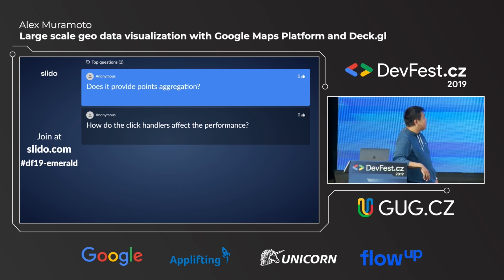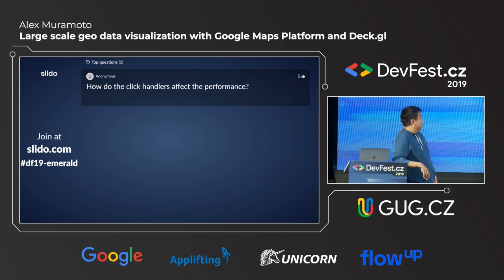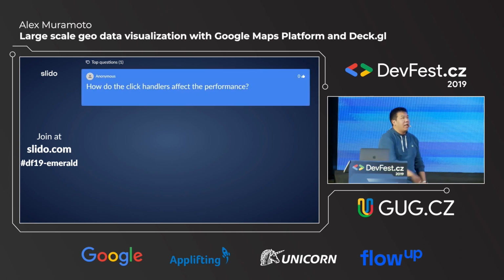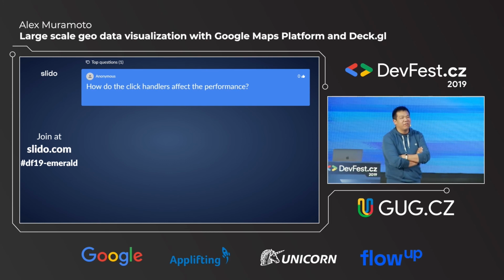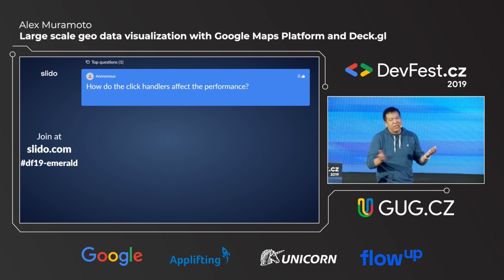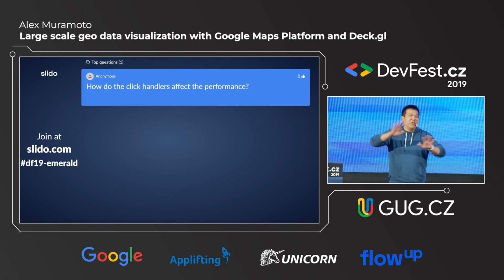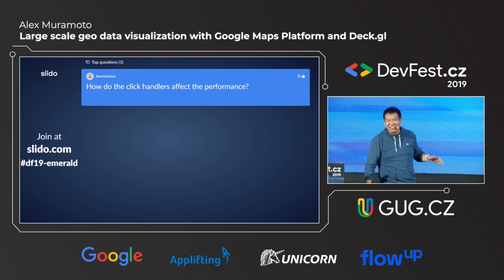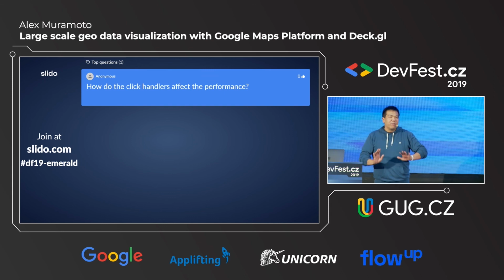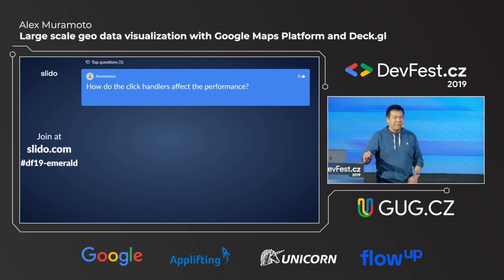How do the click handlers affect the performance? Well, you're not going to want to implement clickable points if you have 1 million things on the map, right? That's not really going to make sense to do. If you have a million points on the map and you do some sort of on hover event, you're going to be triggering that event an awful lot of times. So the short answer is it performs great within the context where you would want to use it.